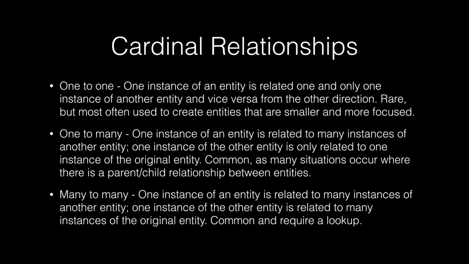Okay, so let's talk a little bit more about those relationships, the connecting lines. We think about relationships in terms of something called cardinal relationships. There are three kinds of cardinal relationships: one-to-one, one-to-many, and many-to-many. So with one-to-one, one instance of an entity is related to one and only one instance of another entity, and vice versa from the other direction. These are rare, but most often used to create entities that are smaller and more focused.